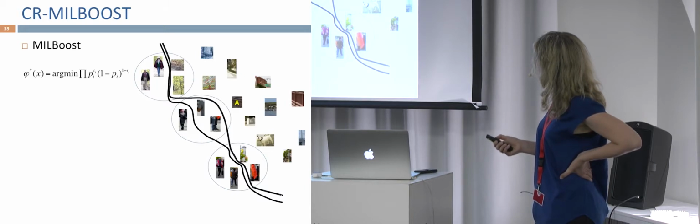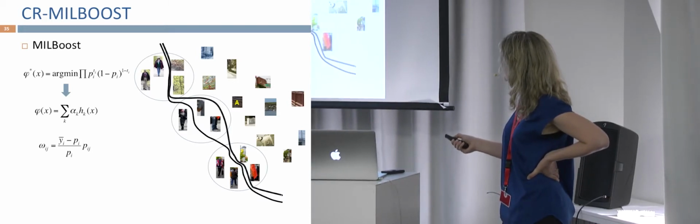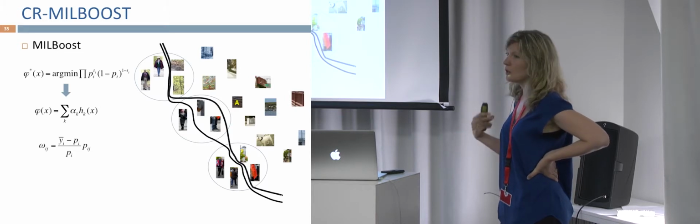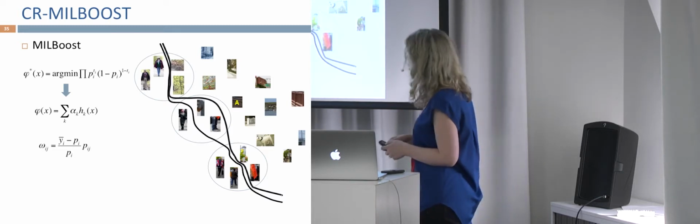So once we have a classifier, then, okay, I should say this classifier, because we're doing boosting, for those of you not familiar, phi, the classifier, is actually a sum of weak classifiers, h. So each h_k is a weak decision function. So what do I mean by a weak decision function?